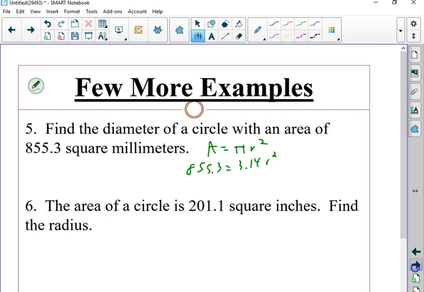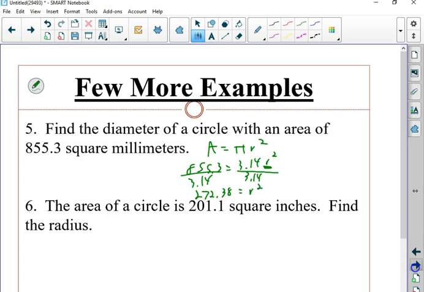So, what are we trying to find? We're trying to get this letter solved for. What's attached to it? A 3.14 by multiplication. How are we going to do that? By division. And whatever we do to one side, we must do to the other. So 855.3 divided by 3.14 is 272.38. But remember, that's r squared.